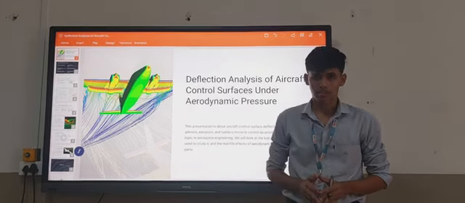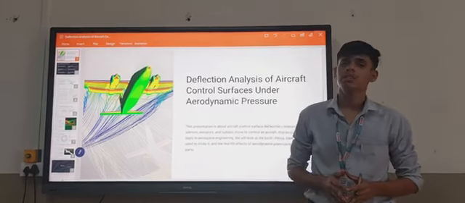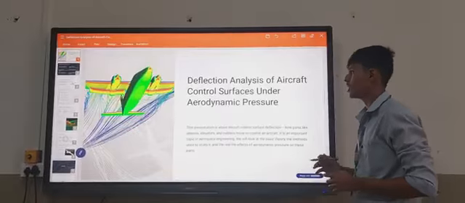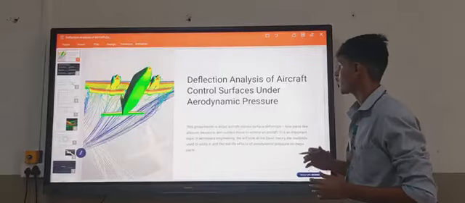Good morning to everyone. My name is Samarth and I am an aeronautical engineering second year student. Now we are talking about the deflection analysis of the aircraft control surfaces under aerodynamic pressure.